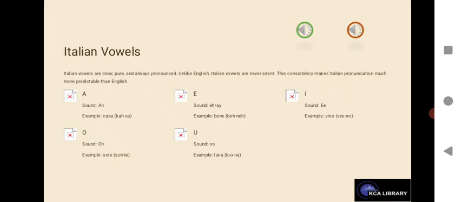Italian vowels are clear, pure, and always pronounced. Unlike in English, Italian vowels are never silent, which makes pronunciation much more predictable. They are pronounced as follows.